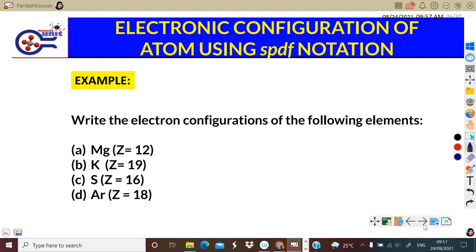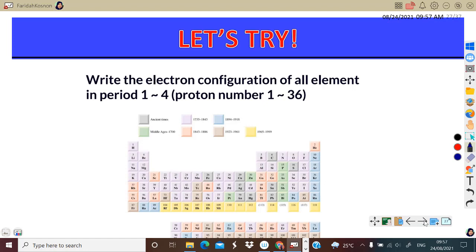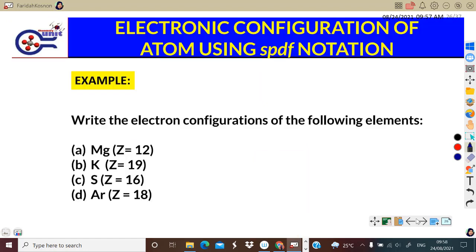Alright. Okay, so now, let's continue with electronic configuration of atom using spdf notation. Tadi saya dah ajar sebenarnya. Yang penting kalau dah mahir, boleh guna mana-mana pun. Tak ada masalah. Contohlah dekat sini, kalau saya nak buat untuk magnesium.